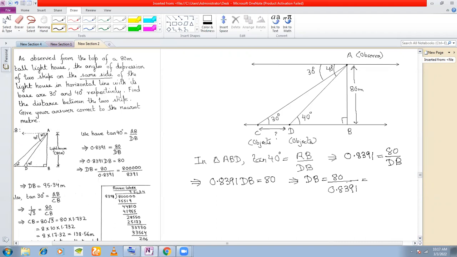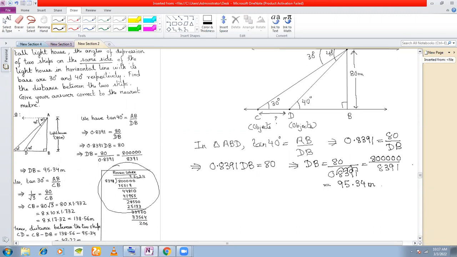Now, in order to find out this fraction, you shift 4 places of decimal in the numerator. That is, you shift 4 places here, 1, 2, 3, and 4. So you add 4 zeros in the numerator to get 800000 divided by 8391. Right? Now there's no other way out but to directly divide, and this division I have shown you here in the rough work. Okay, you can divide these two and get your length of DB to be 95.34 meters. Okay, this is the length of DB.